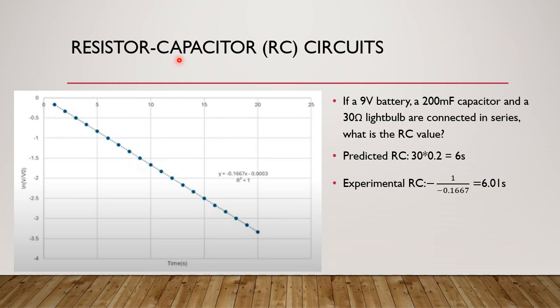So here we can see a graph of: if a 9-volt battery, a 0.2 farad capacitor, and a 30 ohm light bulb are connected in series, what is the RC value? Well, the predicted RC value is going to be 30 times 0.2, which is 6 seconds. However, if we do minus 1 over the slope of this graph, which is minus 0.1667, we're getting 6.01 seconds, which is pretty close to this amount.